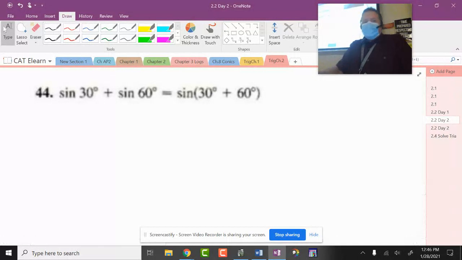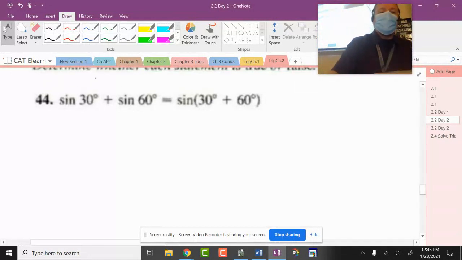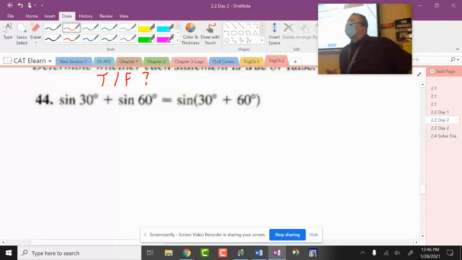Okay. Now for this one. This is true or false. That's all it says up in the directions. Is this true or false? This is in the no calculator section as well.